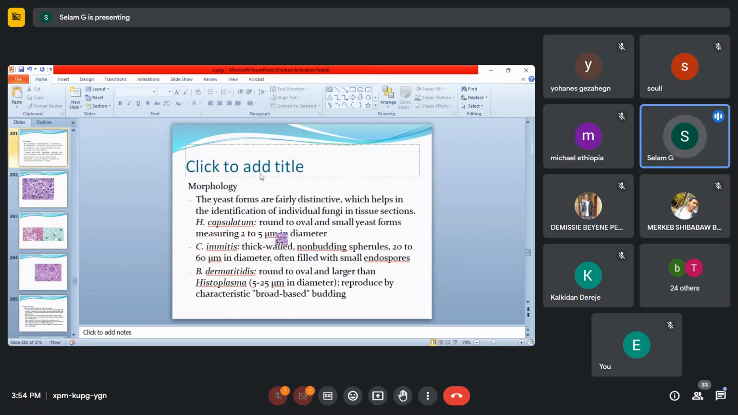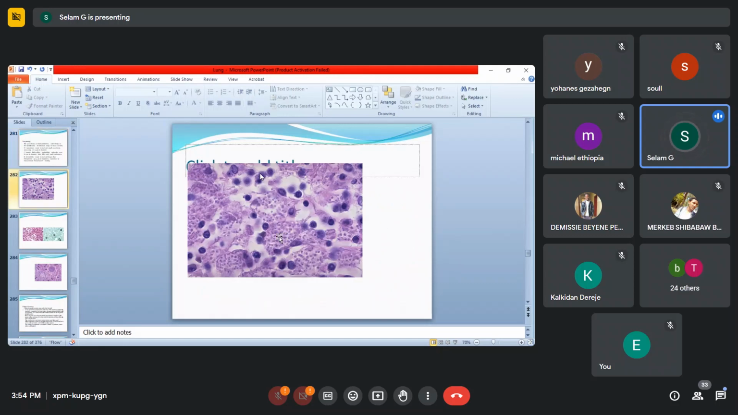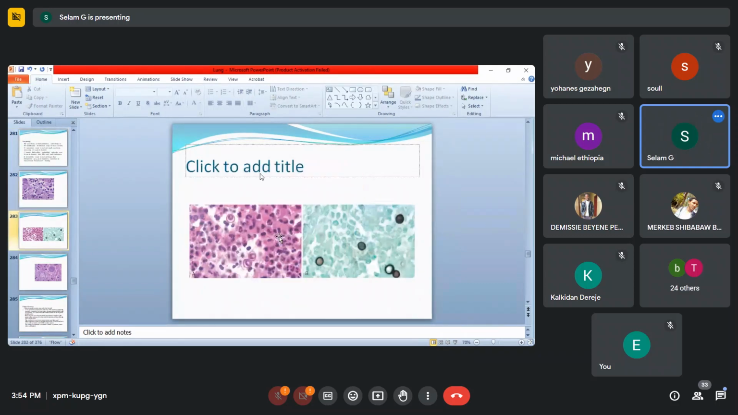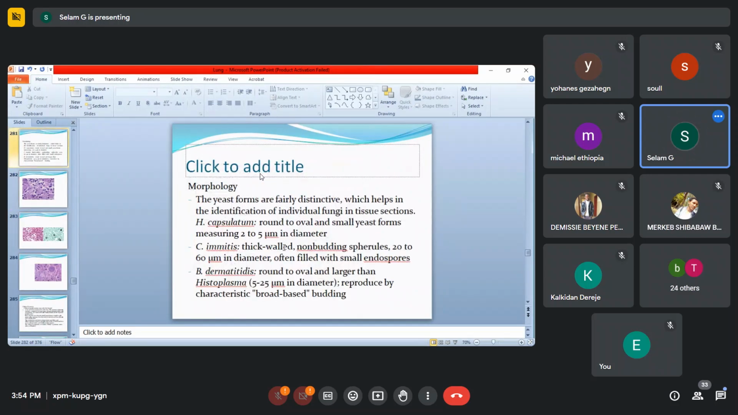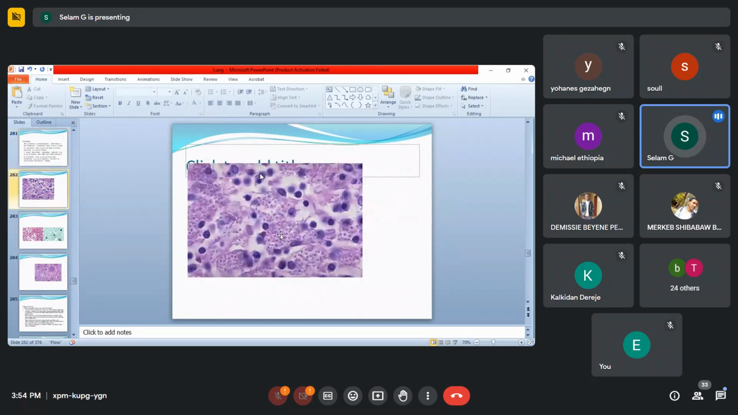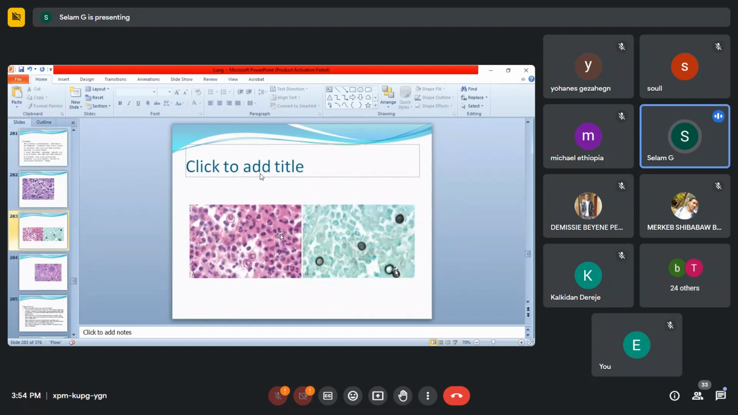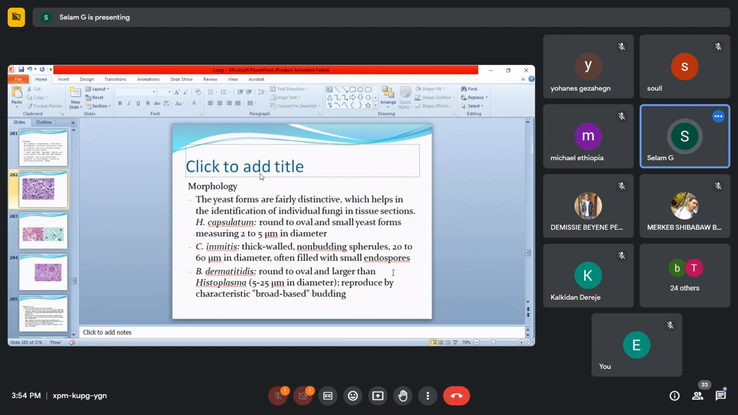So you see here Histoplasma capsulatum, and you see the broad... I'm sorry, this is not. This is Coccidioides, while you see this broad-based budding, which is a characteristic feature of Histoplasma.